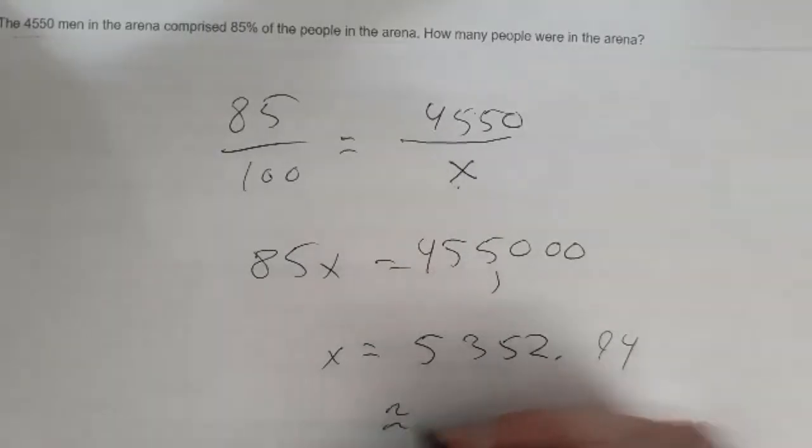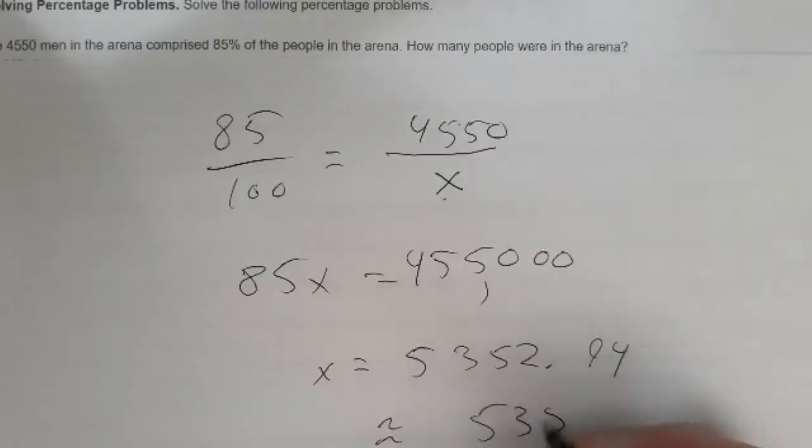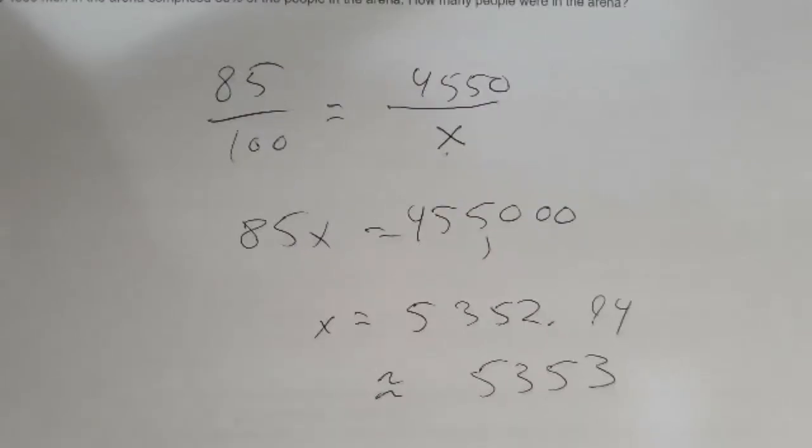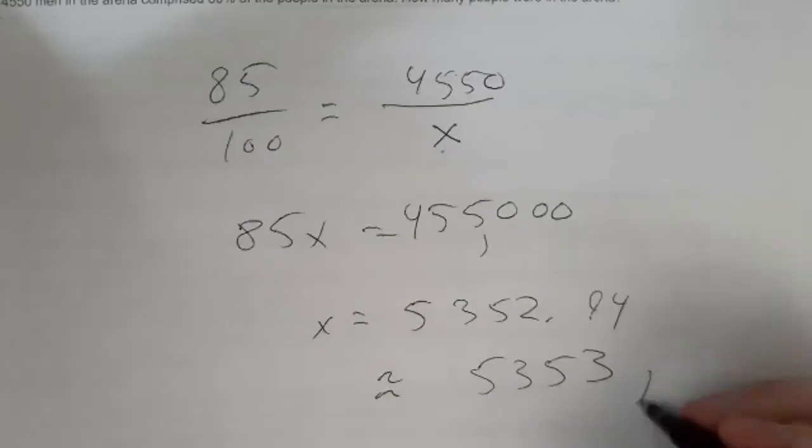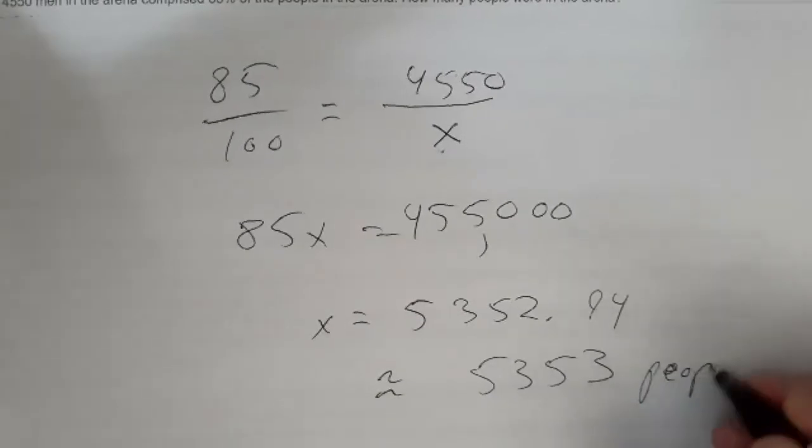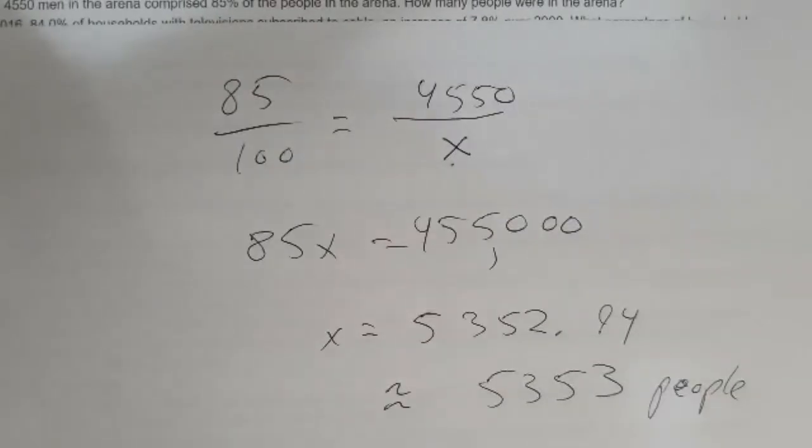So I'm probably going to tell you to round to the nearest person. We don't want to be quartering people or anything like that in this class. So drawn and quartered. But we're talking about people, so I'm probably going to round it to the nearest person.